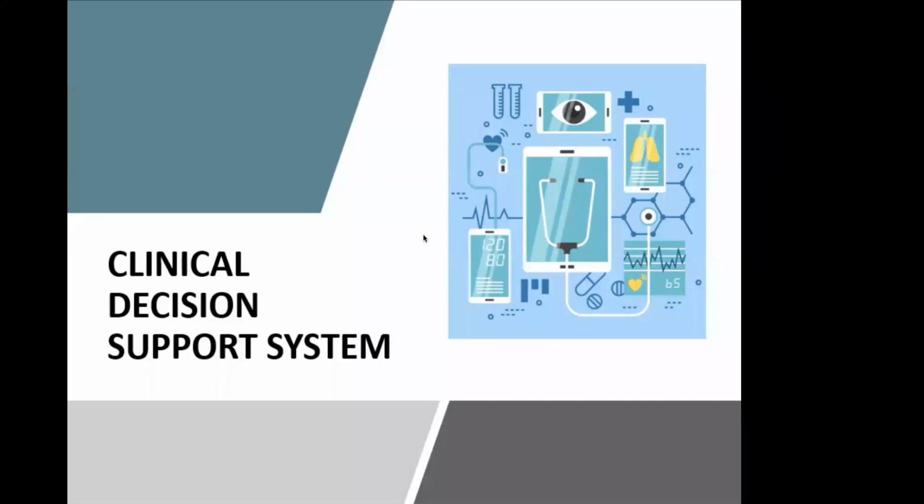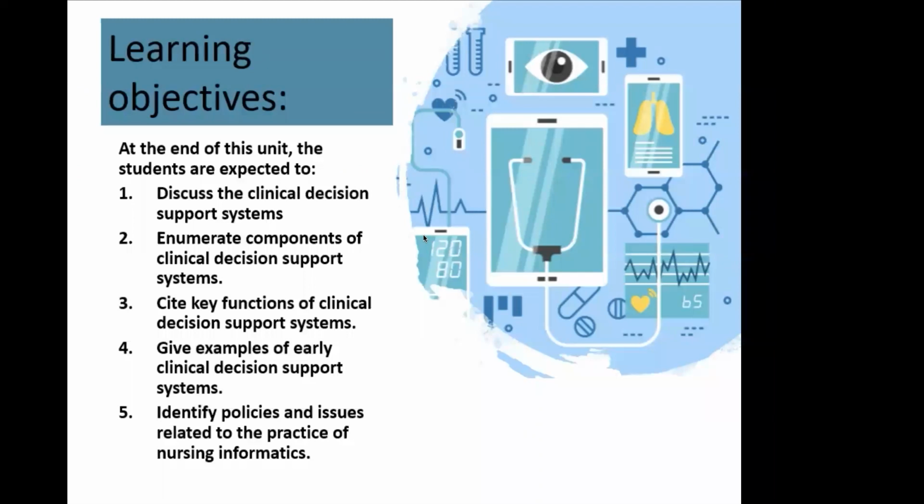Now, let's discuss the clinical decision support system. But before we proceed with the topic, let me give you our objectives for this topic. At the end of this unit, the students are expected to discuss the clinical decision support systems, enumerate components of clinical decision support systems, cite key functions of clinical decision support systems, give examples of early clinical decision support systems, and identify policies and issues related to the practice of nursing informatics.